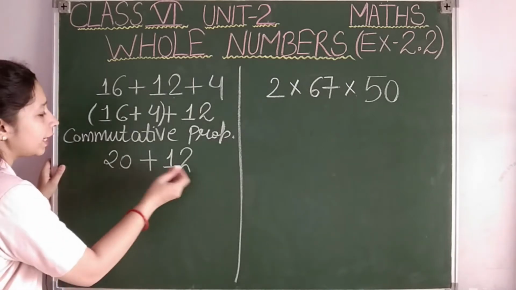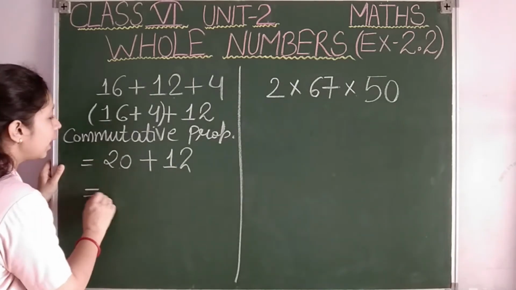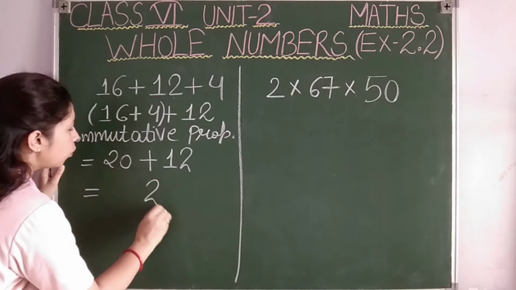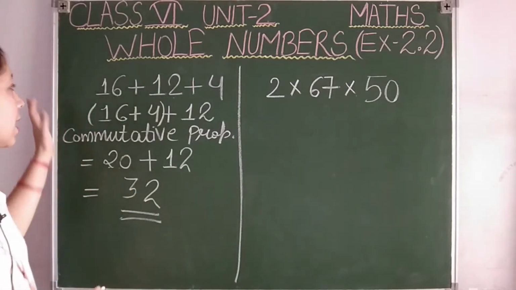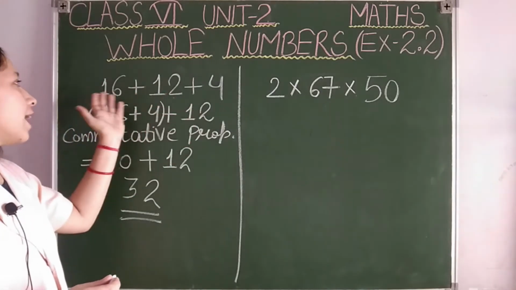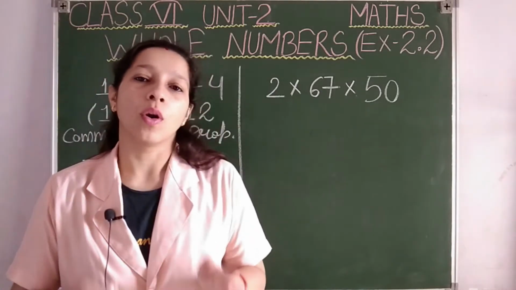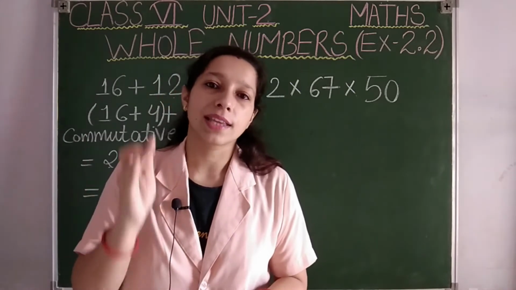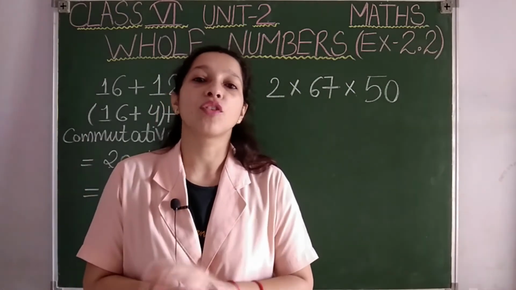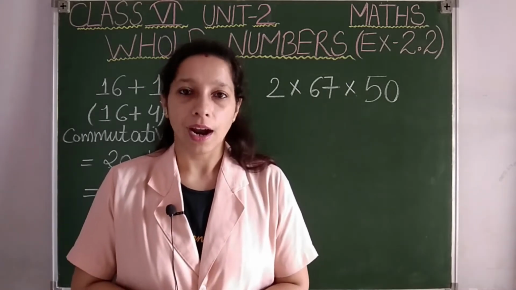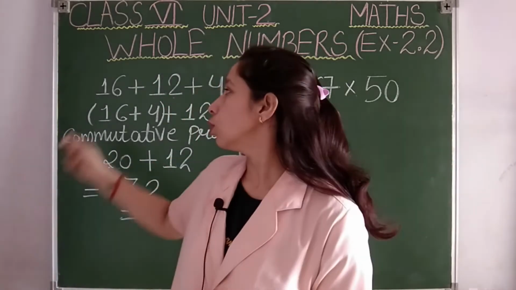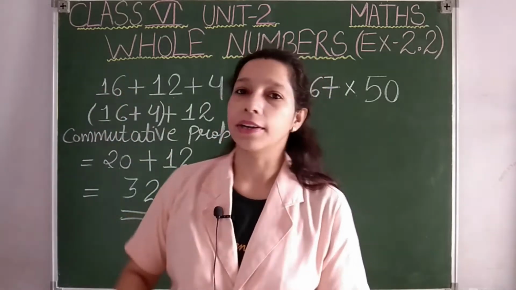Okay, students, now 20 plus 12, you can add them simply. So 0 plus 2 is 2, 2 plus 1 is 3. I got 32. Simply also you can add: 16 plus 12 plus 4 will be 32. But if the question is asking to rearrange and solve, that means you have to apply the properties and only then solve for the answer. Understood, students? Okay. So this was one question related to addition.